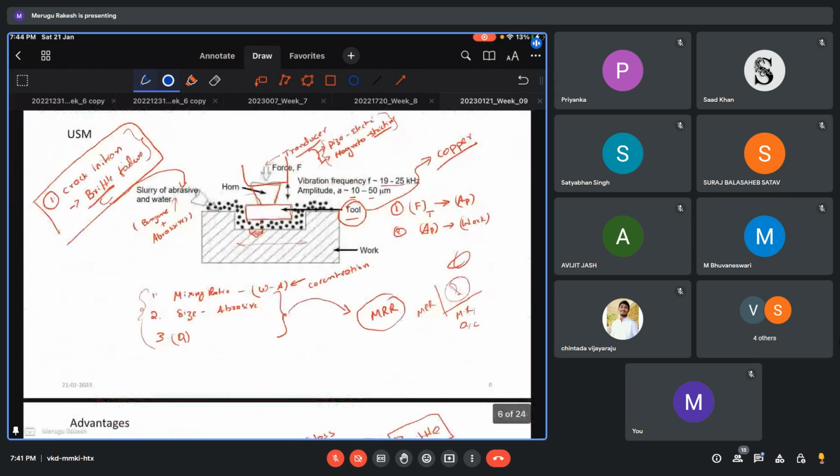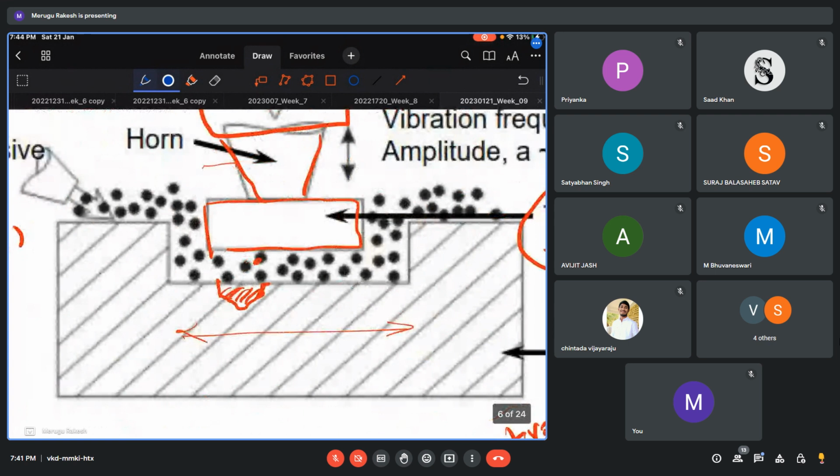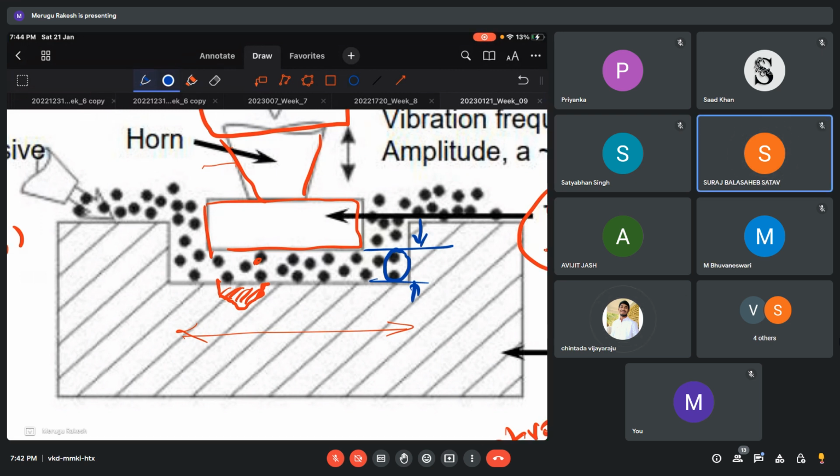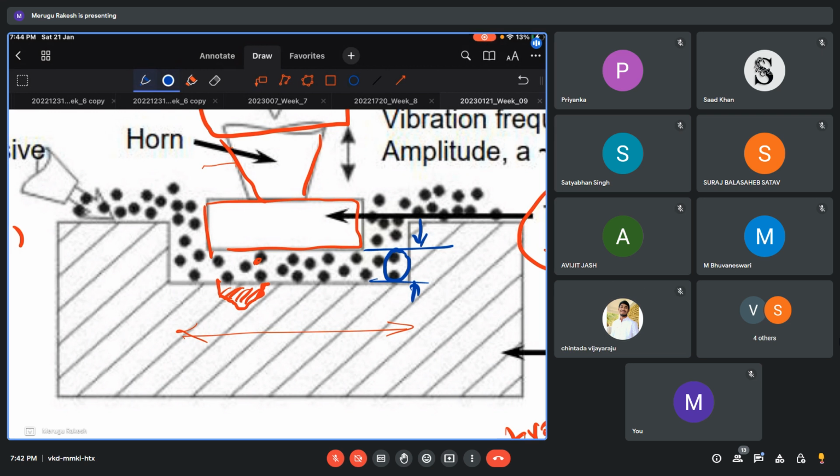See, suppose this is the gap. You can see the screen, right? This is the gap. What if I take an abrasive particle of this size? Will there be any momentum transfer? It will jam. So there will be no MRR. It will just vibrate, but there is no momentum transfer. It will just move with very slow velocity. There will be no MRR at all.